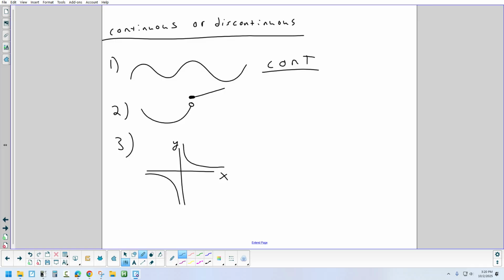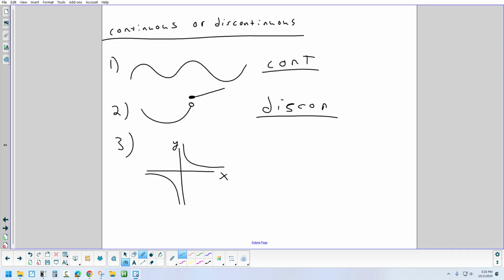How about the second one? Continuous or discontinuous? Discontinuous. That's discontinuous, right? The domain is still all real numbers. Right? Every x value is covered, but the problem is to get from this part of the graph to that part, you jump. Okay, so that's discontinuous. And how about this last one?